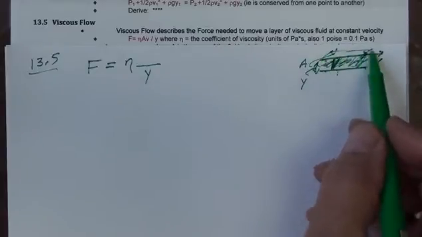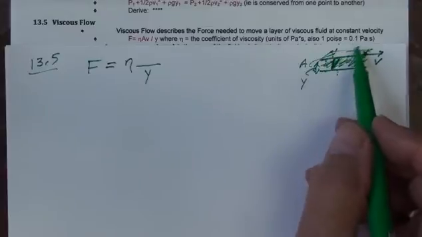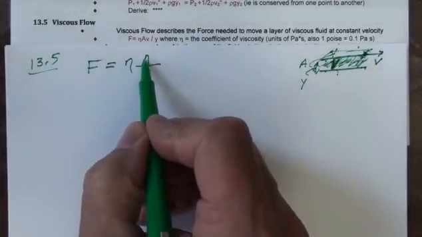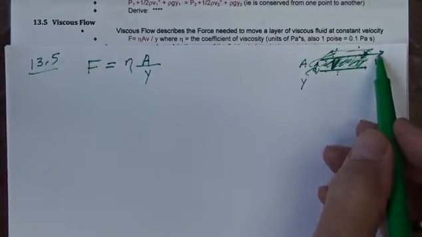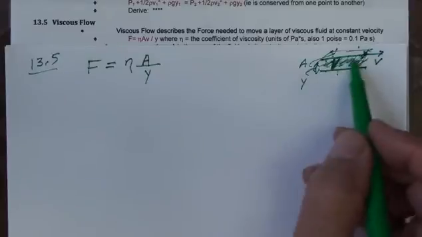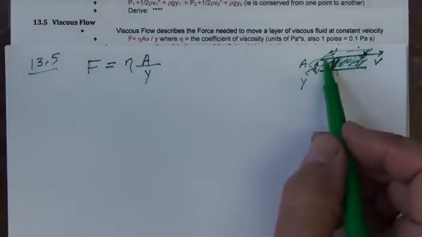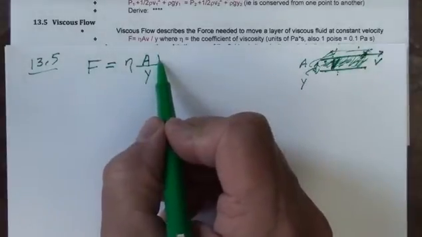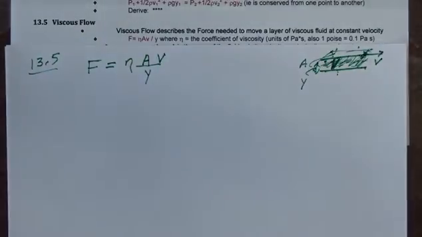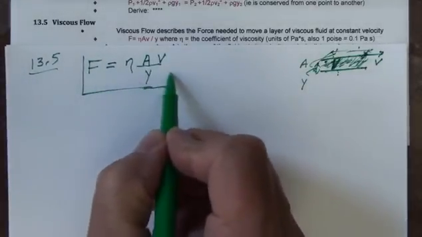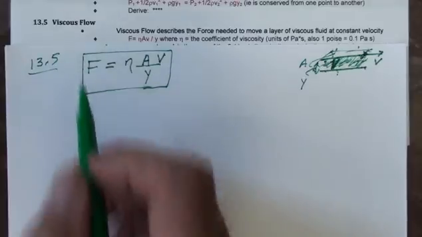And also the area, if I have twice the area, then I would need twice the force. So it's going to be proportional to the area. If I want it to go twice as fast, then the amount of fluid that's got to recover from this or drag backwards is going to be proportional to the velocity. So our final equation is going to look like this. And this is our equation that defines viscous flow.